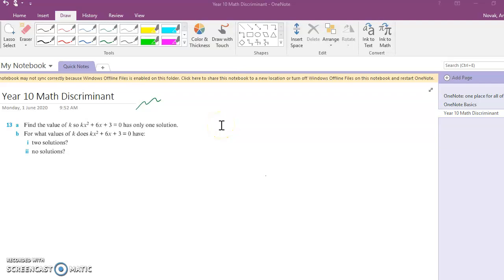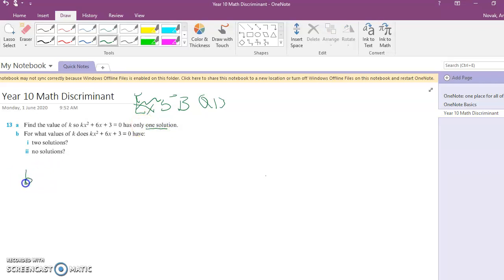Hi, I've been asked to do this question out of exercise 5B. That's question 13. You can also ask about question 15, but it's pretty much exactly the same as this. Now, we've just finished a lesson on the discriminant, and that's what this is all about, because it says we know how many solutions there are.